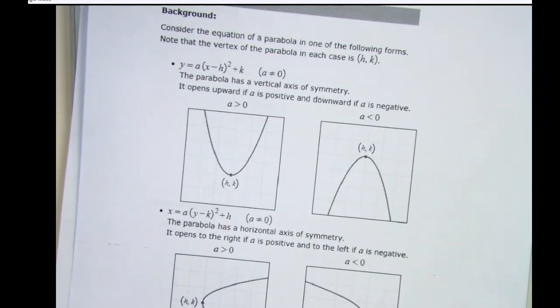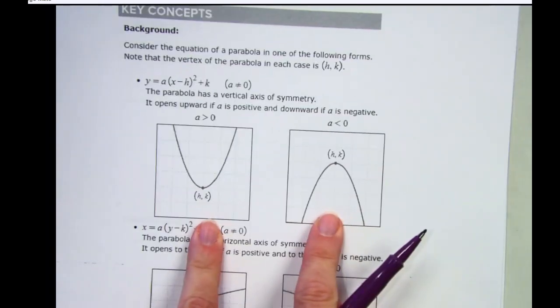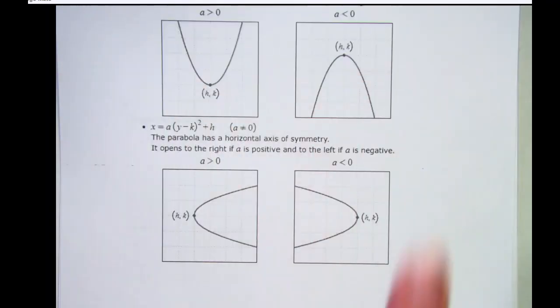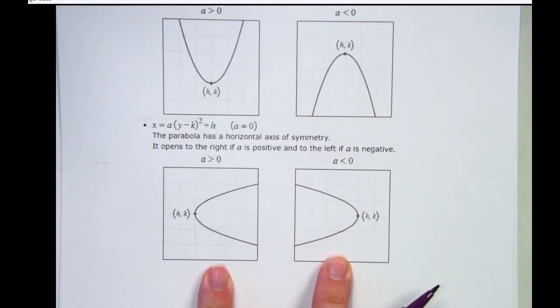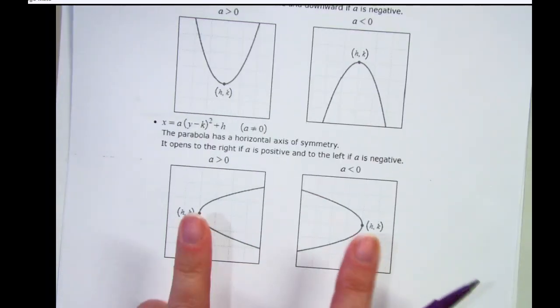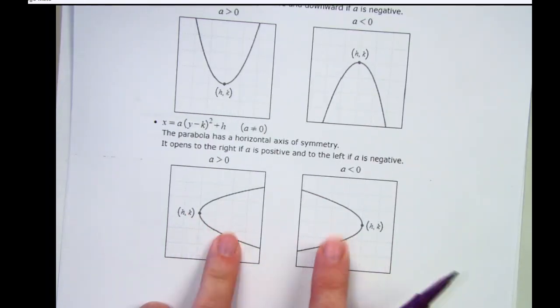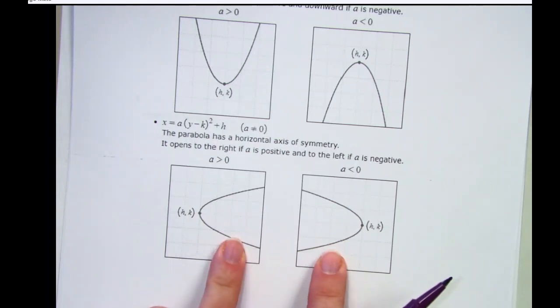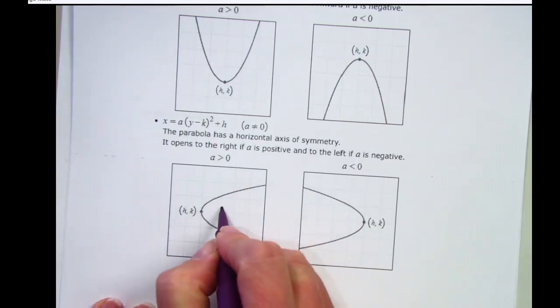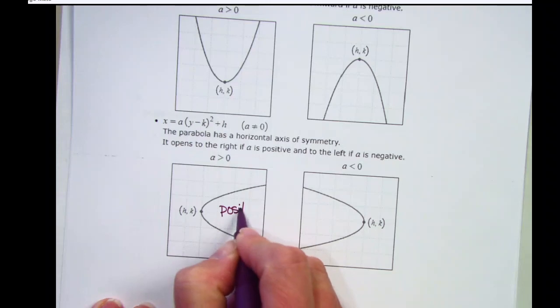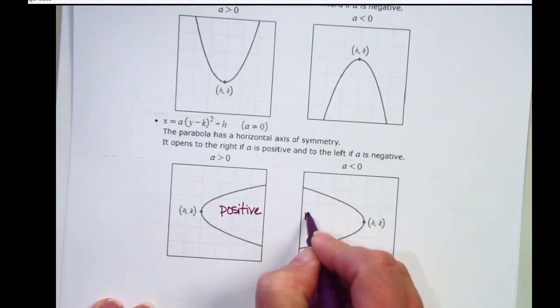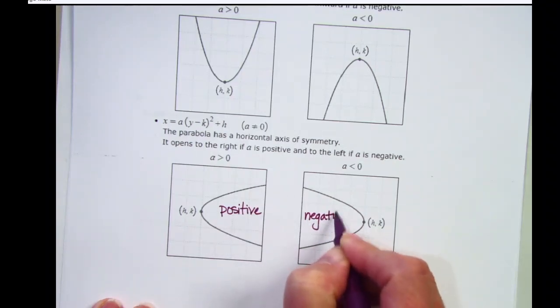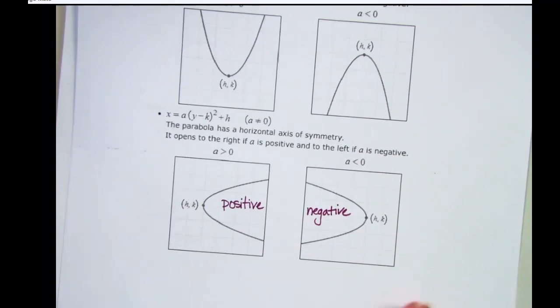We are really good at these. This will be newish. Be familiar, but new. So which one of these is positive, which one is negative? Positive. So this is positive. It opens to the right. This one is negative. It opens to the left.